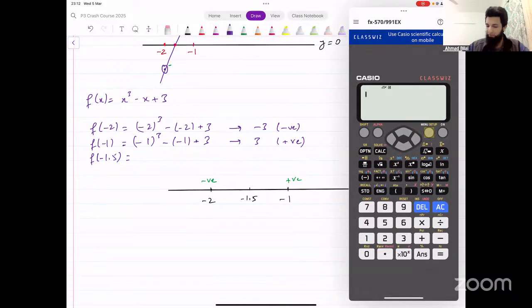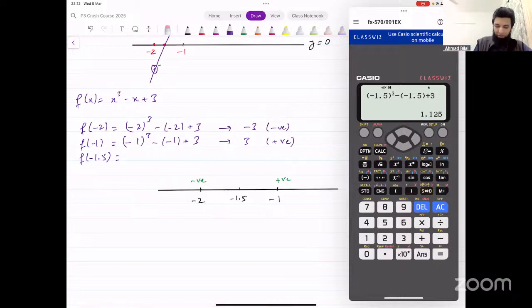Let me do that for you in front, on this calculator. So we have -1.5 whole cube minus -1.5 plus 3. This is giving me a positive value, which is 1.125. Okay, this is a positive value, 1.125. Now, all that matters is if this value is positive or negative. This value is turning out to be positive, so we have a positive value here.